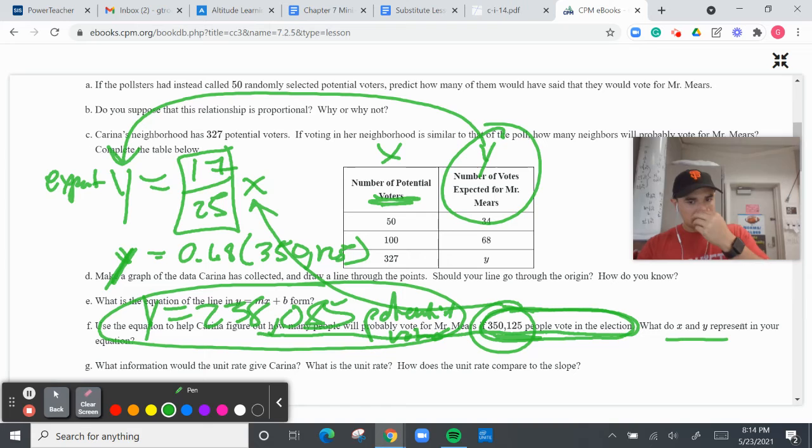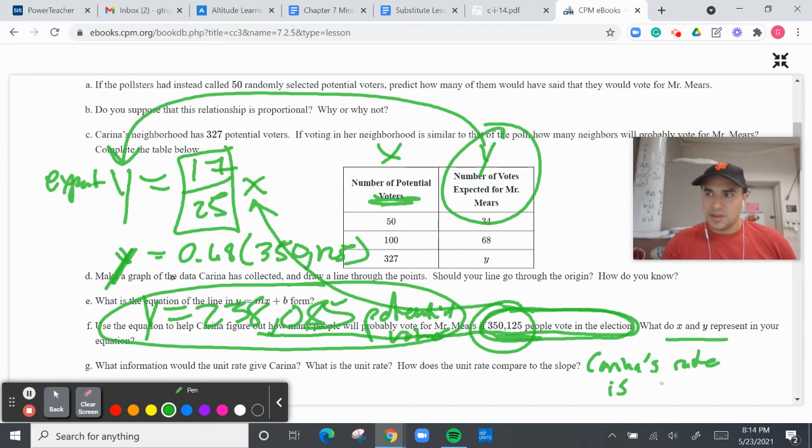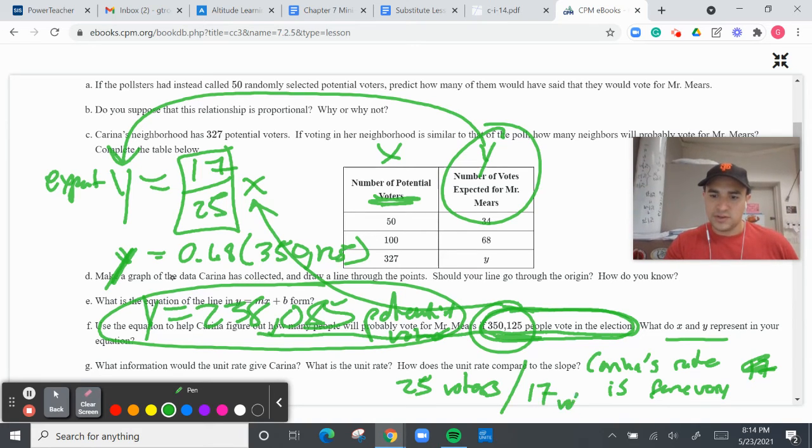What do x and y represent? X and y represent these. What information would the unit rate give Karina? So Karina's rate is pretty much for every 25 voters, 17 vote for Mr. Mears. All right. You can also say this.